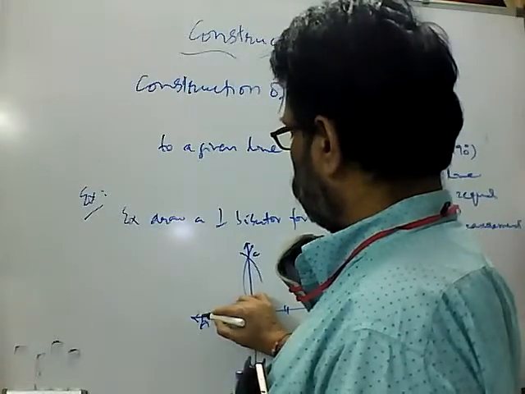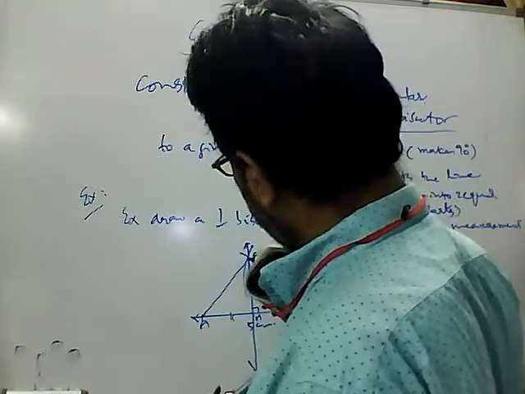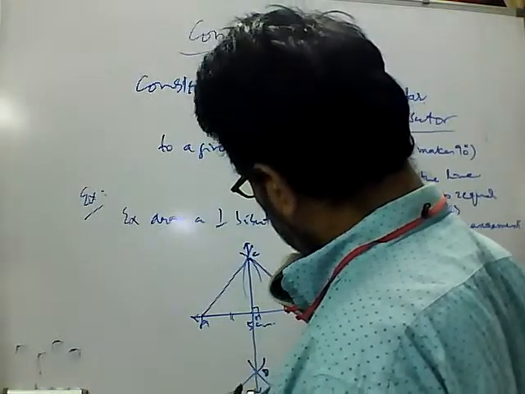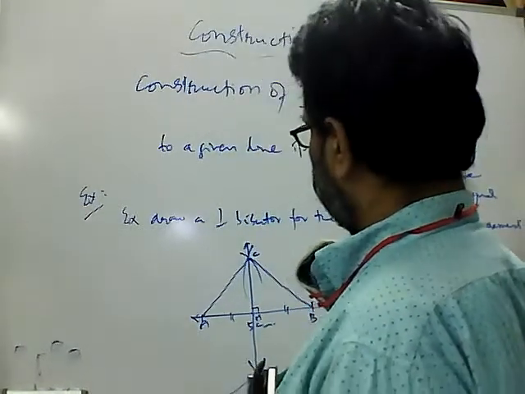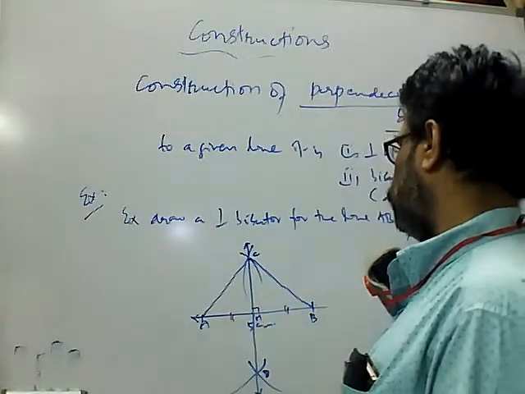So now how to do the proof? We'll see. Join AC and join BC. These two are equal, this is common.